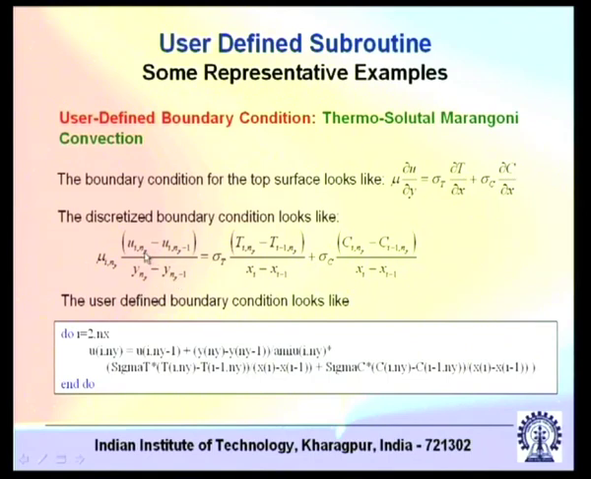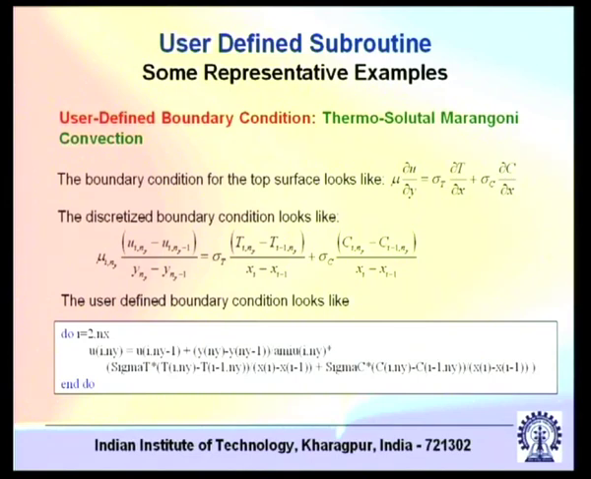So u(i, ny) minus u(i, ny minus 1), that is delta u, by y(ny) minus y(ny minus 1), that is delta y, equals sigma t into del t by del x, like delta t by delta x, plus sigma c into delta c by delta x. And then you rearrange this equation algebraically. What is your objective while you rearrange?